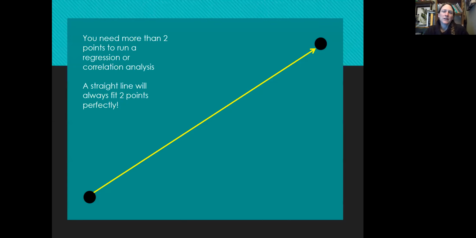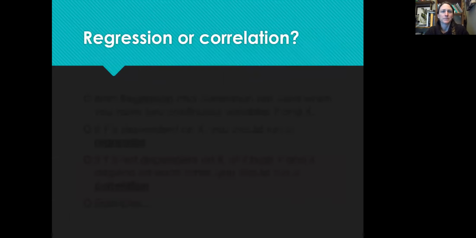All right, so another thing about linear relationships is that you need more than 2 points to run a regression or correlation analysis because a straight line will always fit 2 points perfectly. So it doesn't really tell us much about change in X and change in Y if there's only 2 points in the data set. So you always need more than 2 points to run a regression or correlation analysis.